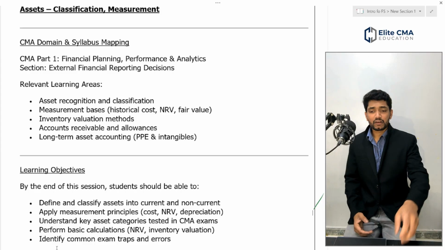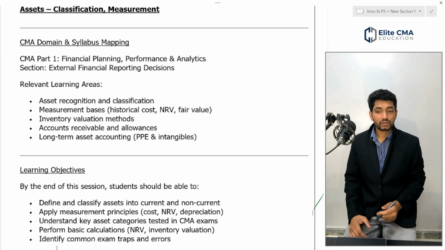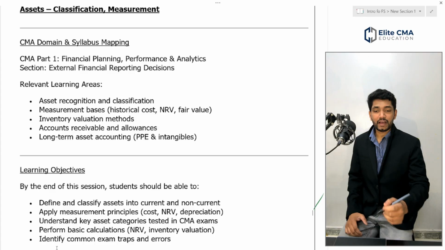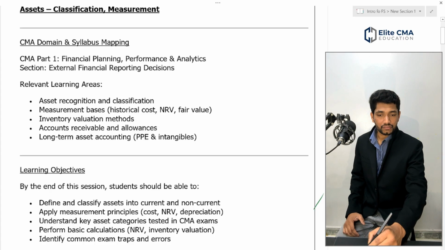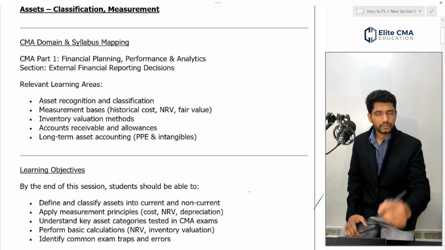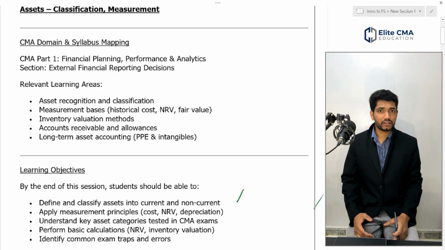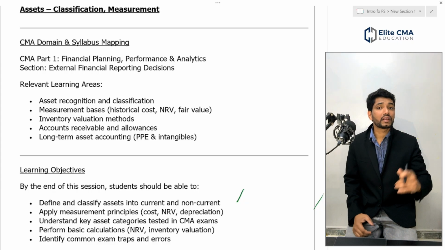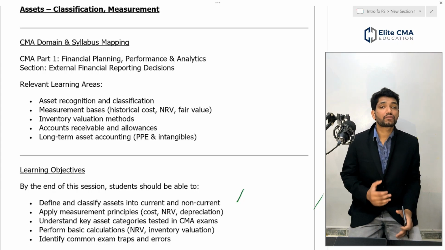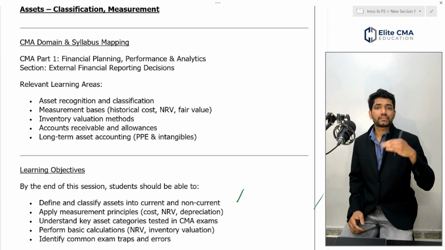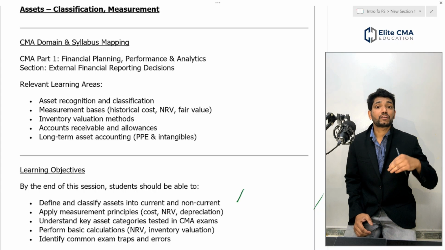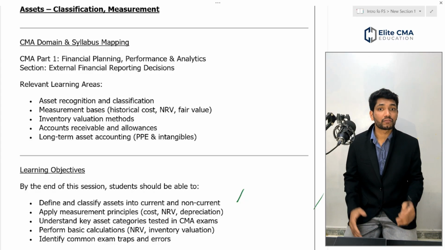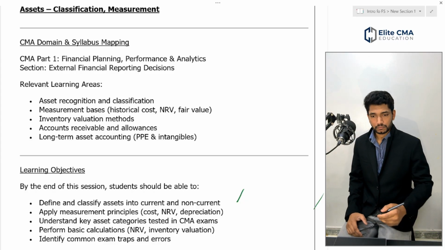The key learning objectives of today's discussion: define and classify assets into current and non-current assets. There are two key categories of assets, current assets and non-current assets. Current assets are those assets which can be converted into cash within 1 year, and non-current assets are those assets which are not expected to convert into cash within 1 year.